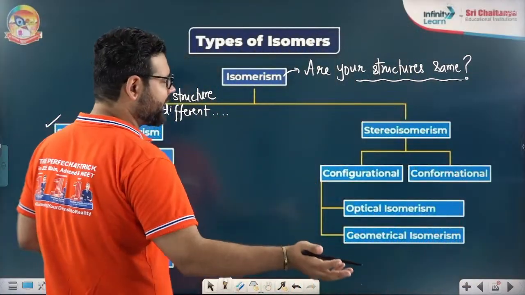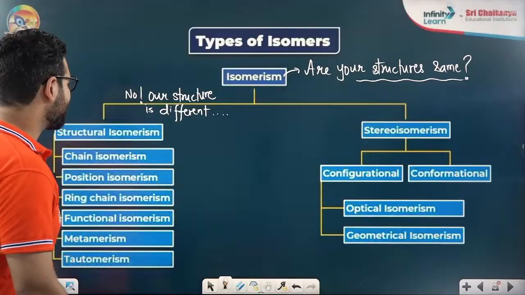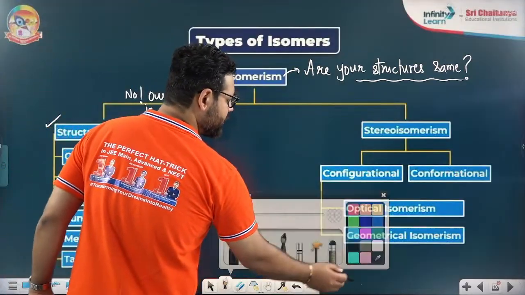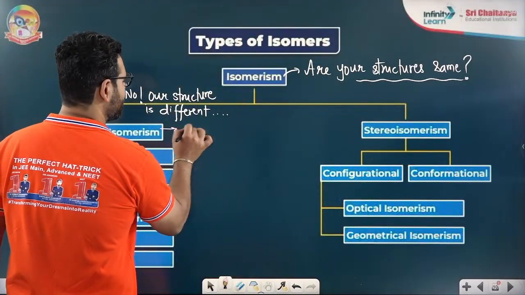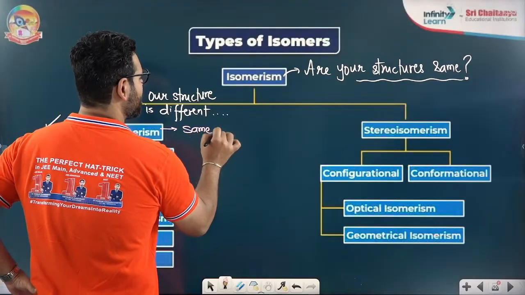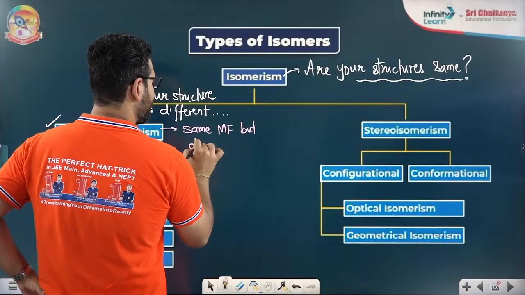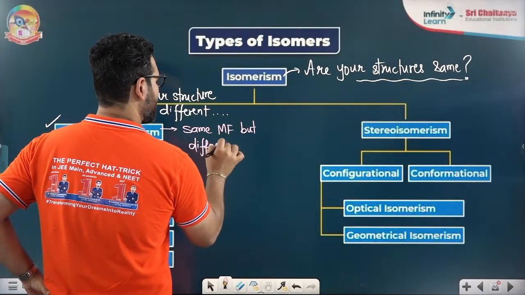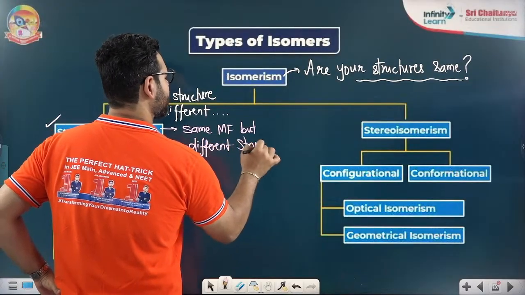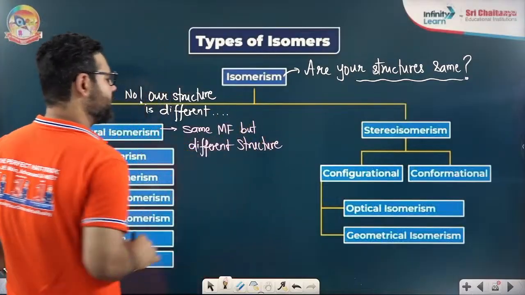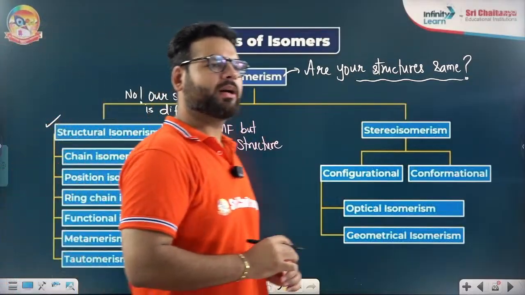Keep writing, everybody. You can draw this and start writing: structural isomers are compounds with the same molecular formula but different structure. Same molecular formula but different structure.